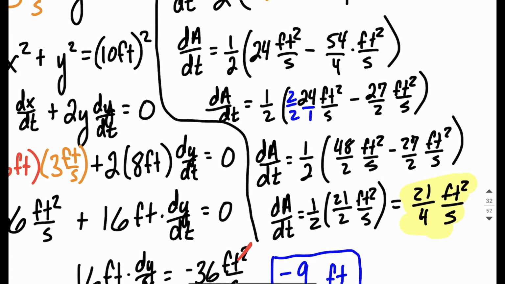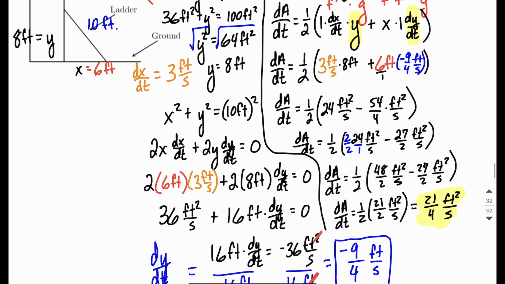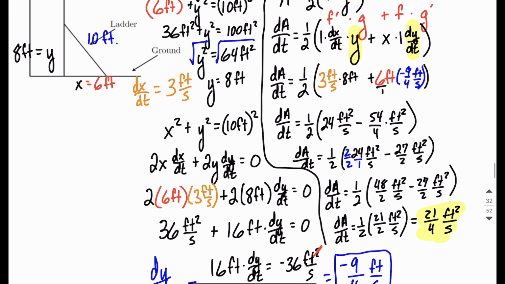It's increasing because that's a positive value at the time when we are 6 feet away from the building with the bottom of the ladder.